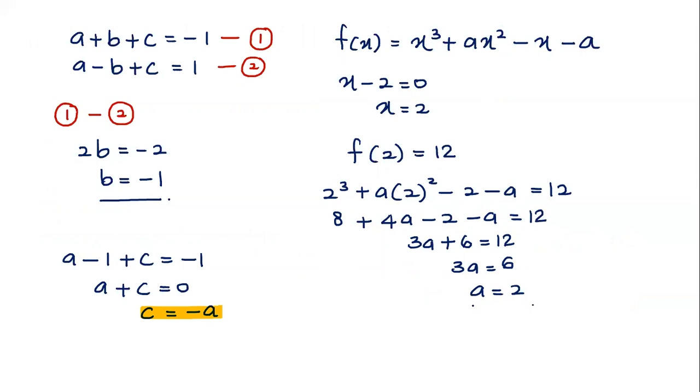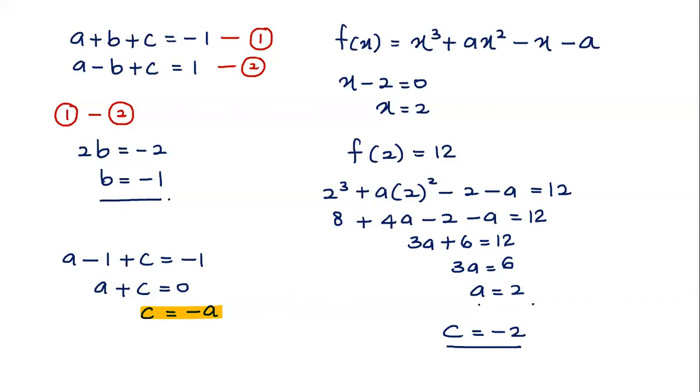Okay, we already done the a. After a, you can just do the c. c is the negative a, right? Here can you see negative a? c is negative a. So a is 2, so c is negative 2.